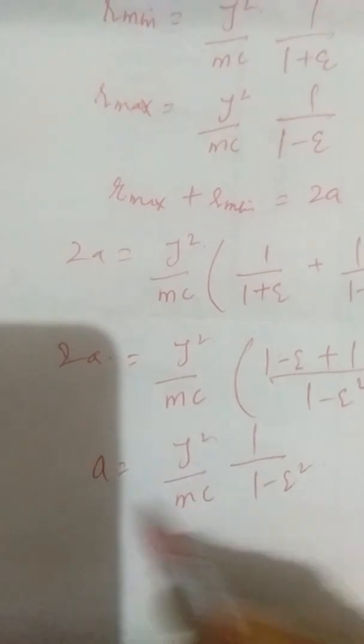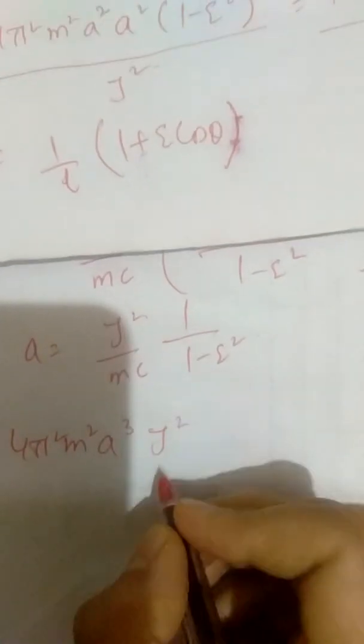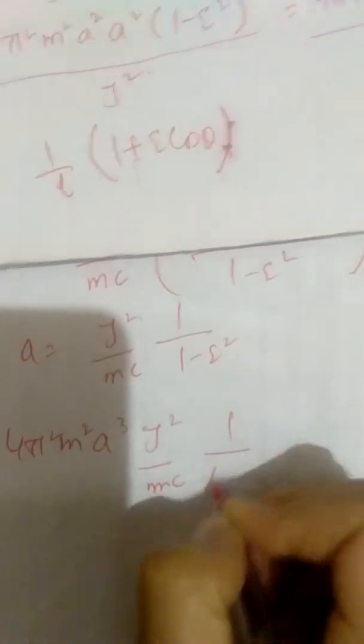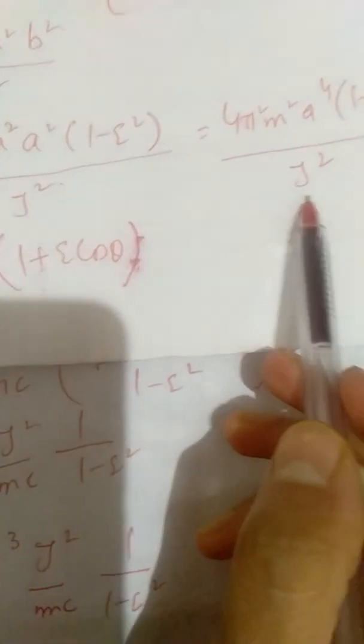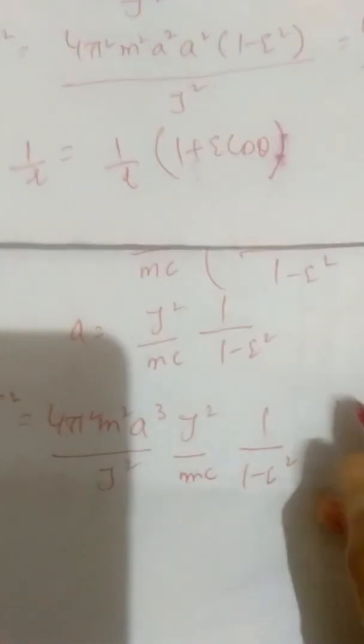And you can substitute this a back in this equation, right? So you can substitute it here, and what do we get? You get that T square is equal to 4 pi square m square, and here you have a to the power 4. For one of the a's, we will write a cube into a. For one of the a, we will write this: J square by mC times 1 by 1 minus epsilon square. What other factors do we have? We have one more J square. So let us see what we get at the end.